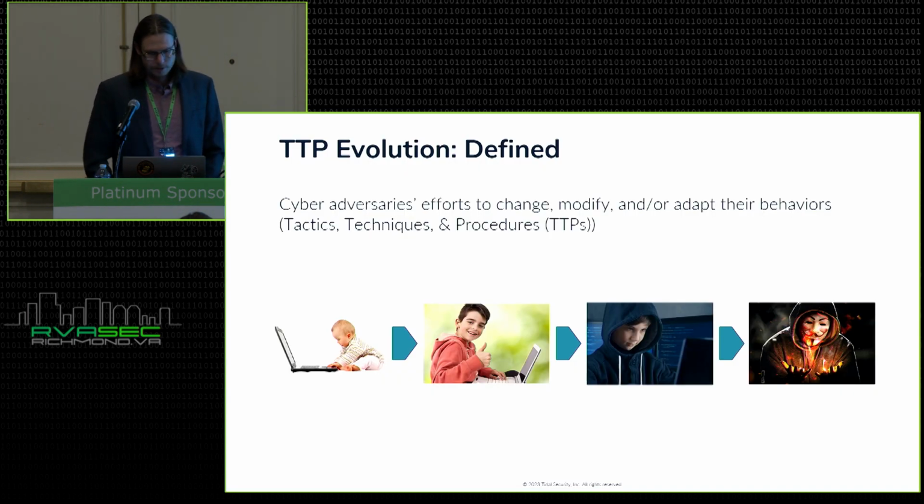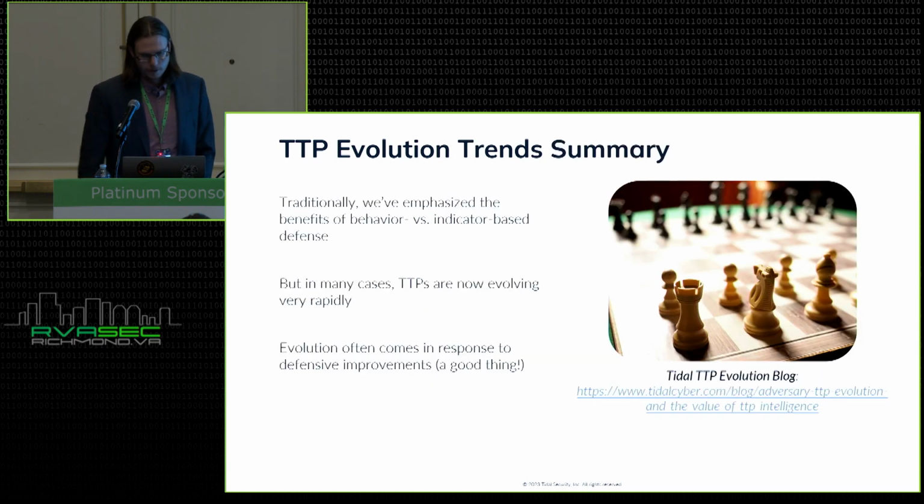All right, so put very simply, how are we defining this? Nothing really special with this definition, just referring to efforts by cyber adversaries to change, modify, or adapt their behaviors, or TTPs. What we've noticed when we look at the threat landscape as a whole is that, and we don't have perfectly consistent metrics to refer back to, unfortunately, but hopefully with the clear examples I'll be demonstrating, you can see why we're coming to this conclusion. Ultimately, we believe that the pace of TTP evolution is increasing.